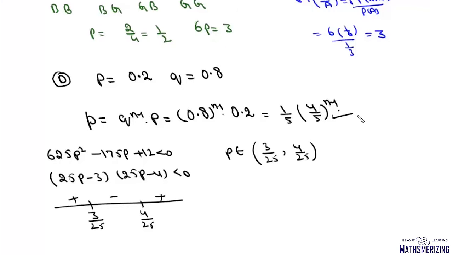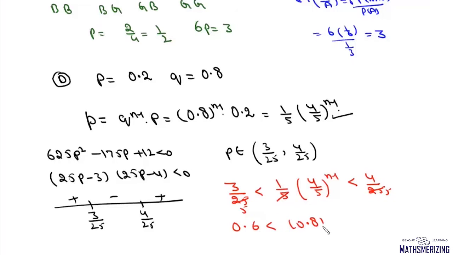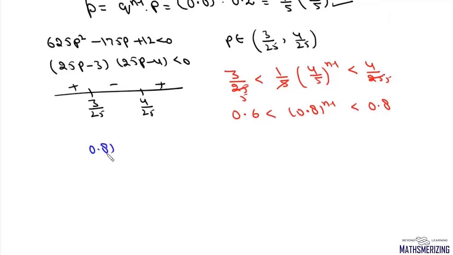Now we already have p. So from here we can write 3 by 25 is less than 1 by 5 into (4 by 5) to the power n minus 1, that is less than 4 upon 25. Now this is 5, this is also 5. This is 0.6, 0.8 to the power n minus 1, and this is 0.8. Now 0.8 to the power 1, it is 0.8.